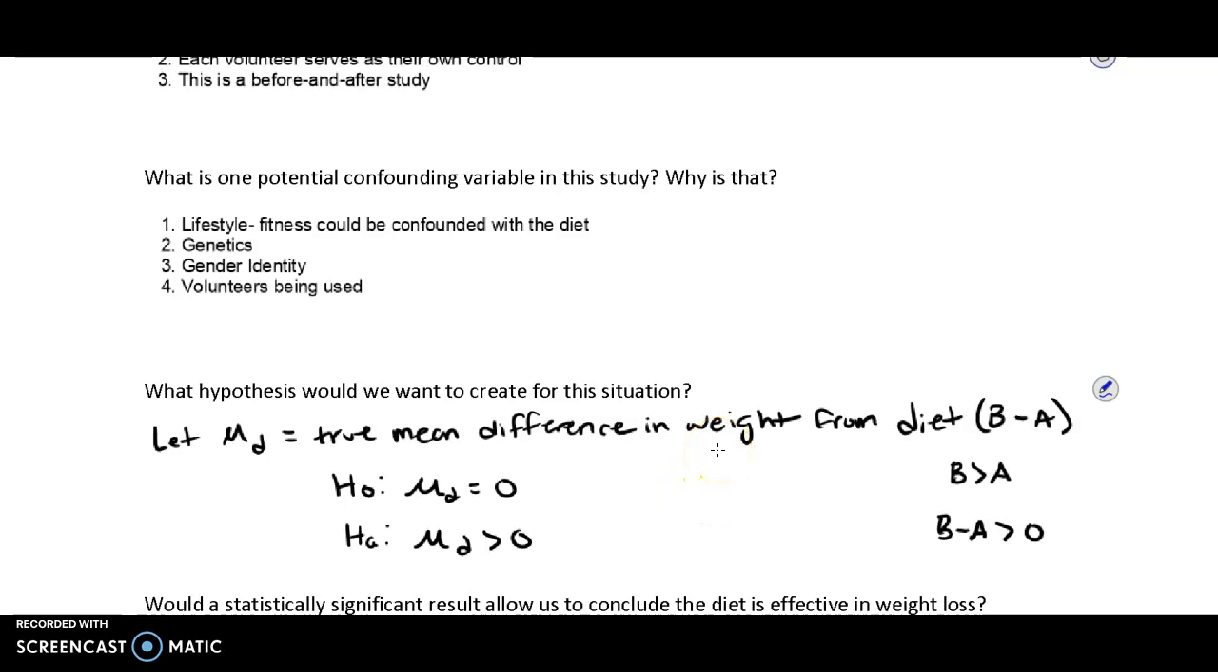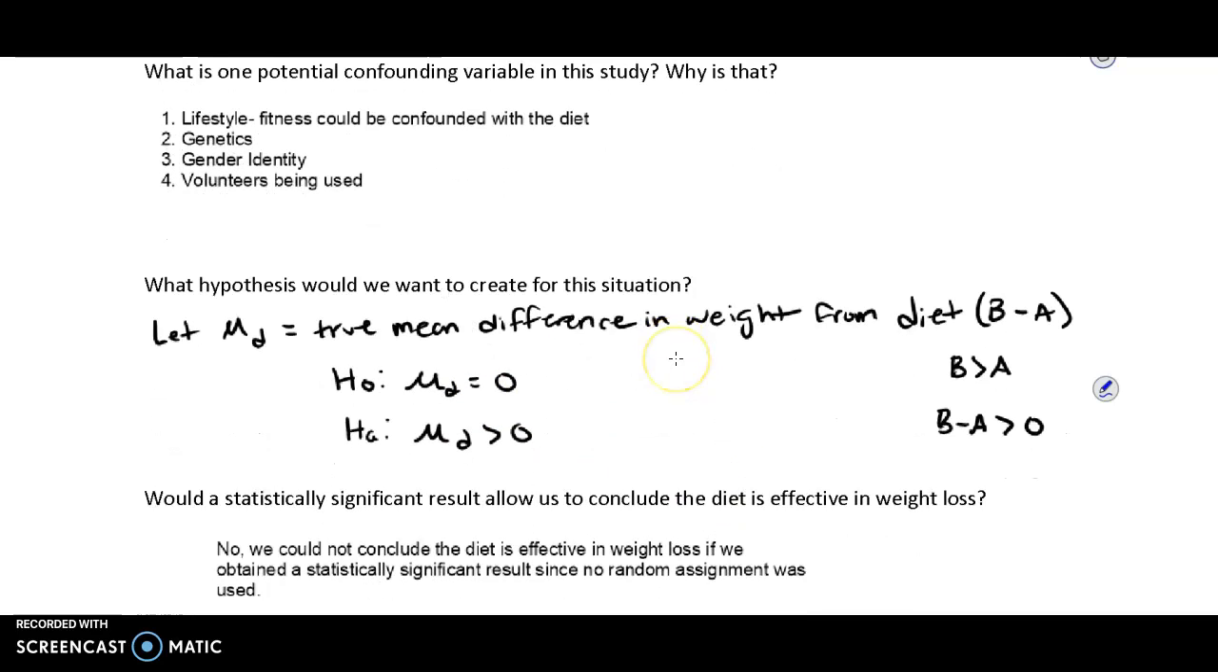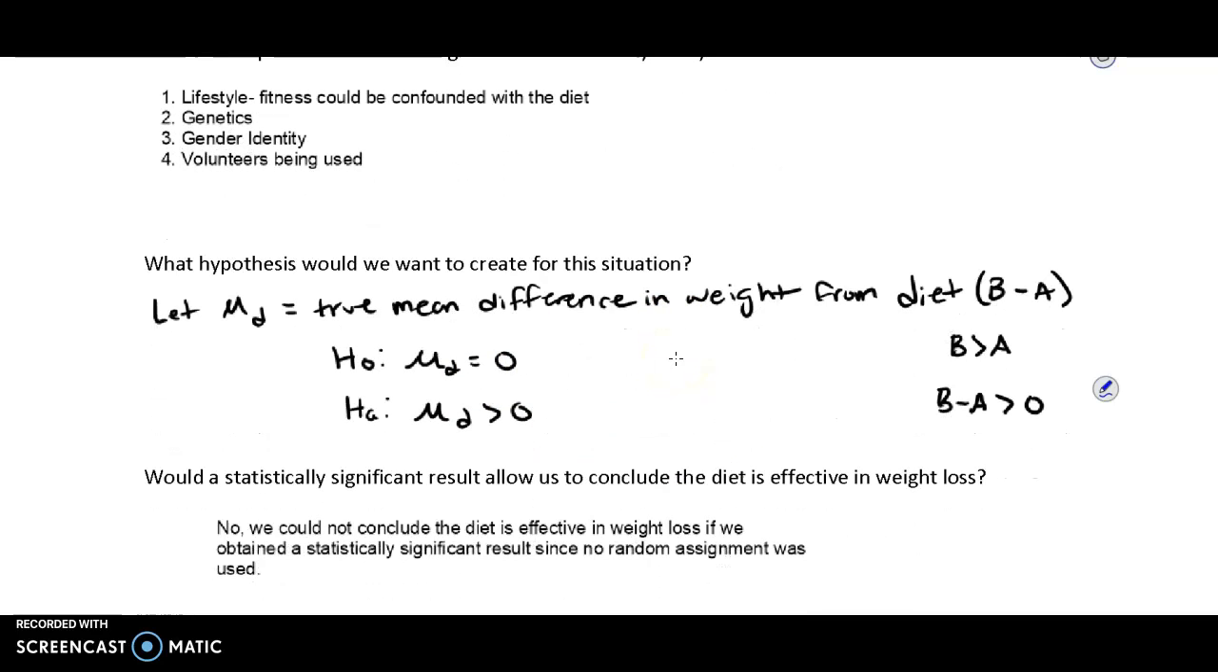Now, if we obtained a statistically significant result, could we conclude that the diet is effective in weight loss? Again, another favorite on the AP exam. Statistically significant results from observational studies are not convincing. And that's because we did not use random assignment. I'm not balancing out the effects of confounding variables. So again, I'm not sure, is it the diet or is it one of these confounding variables that is leading towards this significant weight loss?